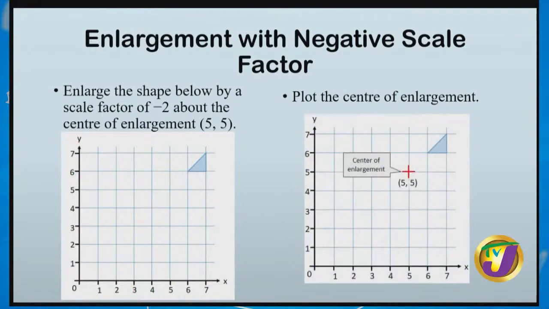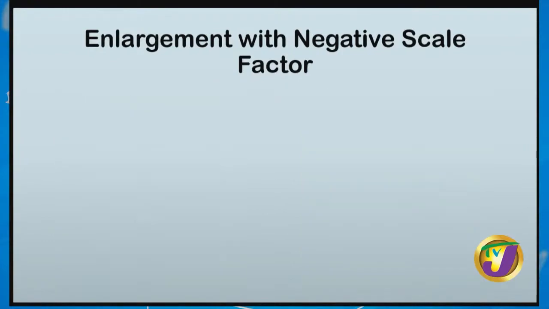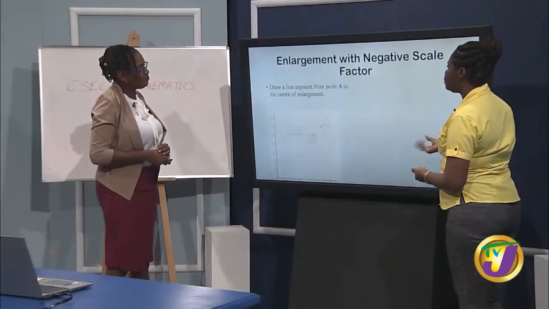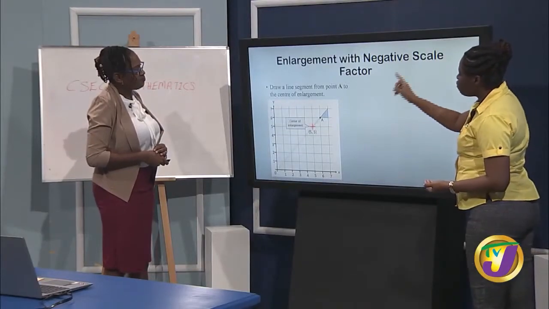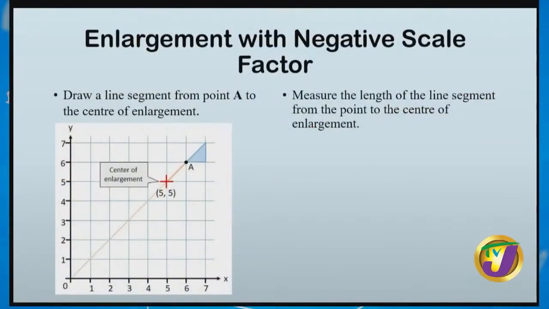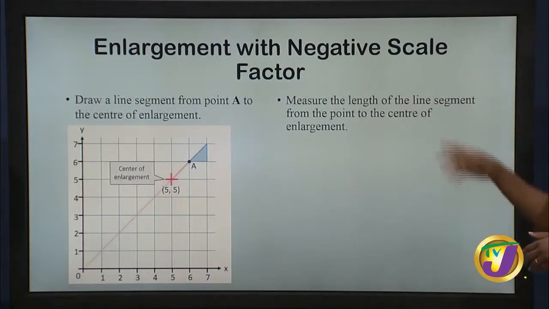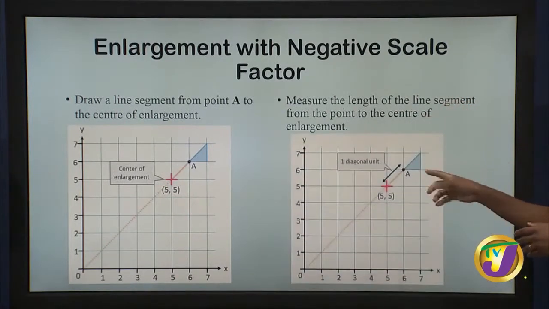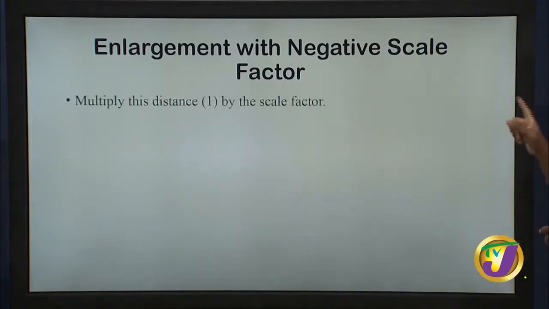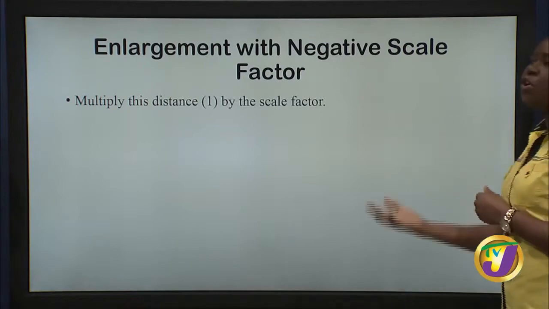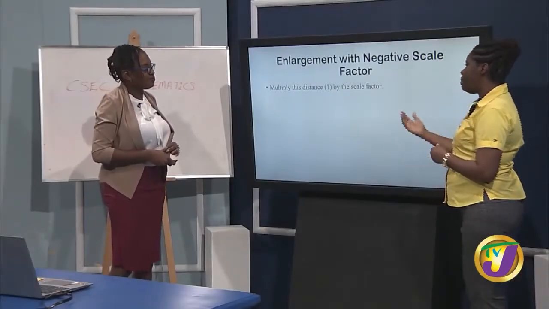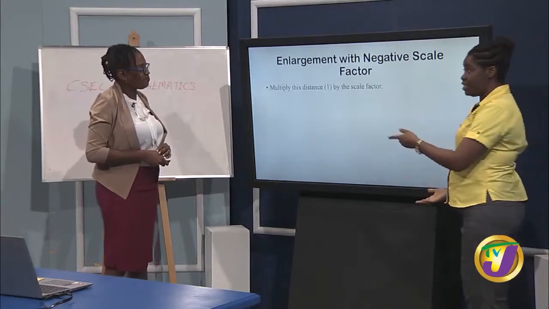Following that, we would choose a point from the object, and from that point, draw a line segment to the center. Then, as you can see here, from A to the center, 5, 5, we measure the length of that line segment. When we measure that length, it would be 1 unit from A to the center of enlargement. And as we were doing before, multiply this length by the scale factor, which was -2.